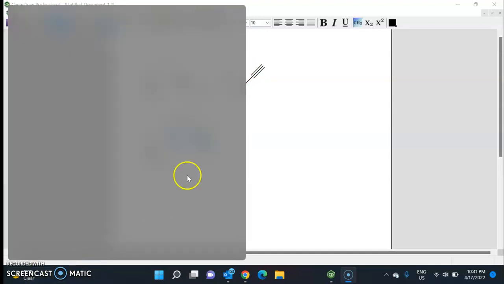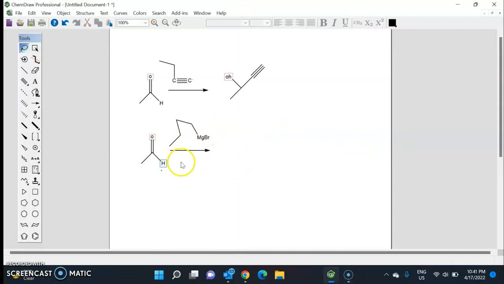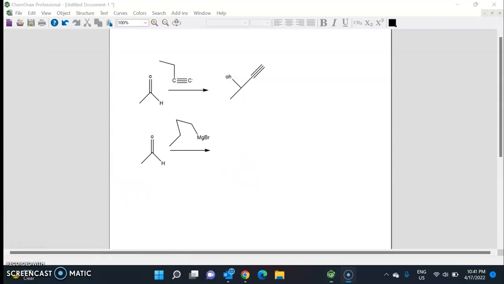Alright, so now let's talk about the Grignard reagent, and that's this MgBr we have right here, and you can get this by adding magnesium to an alkyl halide, in this case bromine. So yeah, what we're going to get out of this is the following.